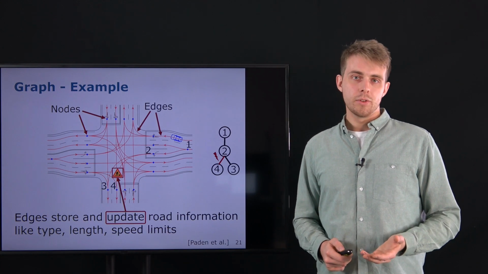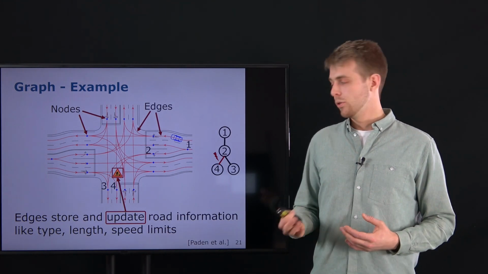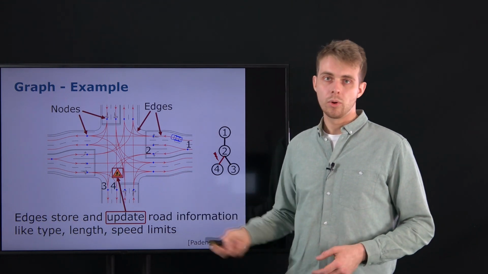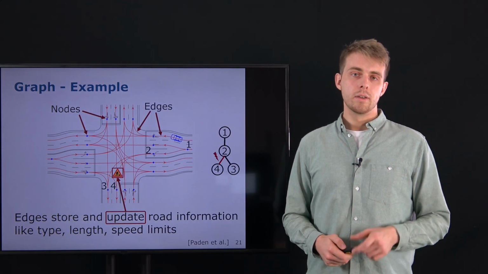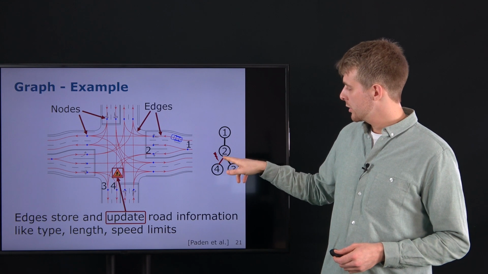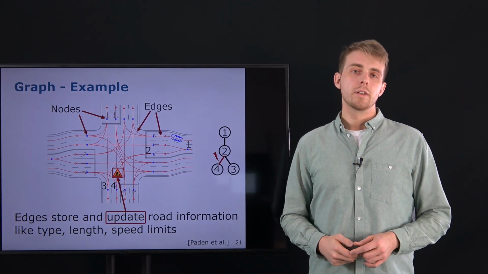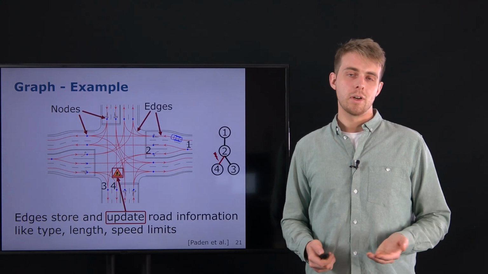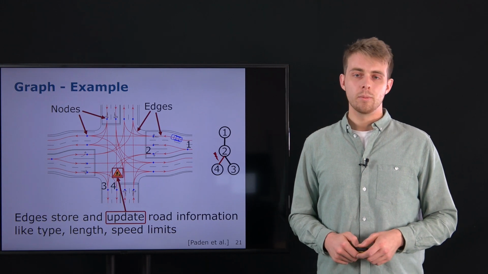What I already said about the update is that in case we get new information about the map, due to a construction site like here or a blocked road, we can encode this information or update it in the corresponding edge. So in this case, the edge cost from 2 to 4 would become larger, which then tells us to maybe not take this path and prefer the way to node 3, for example.